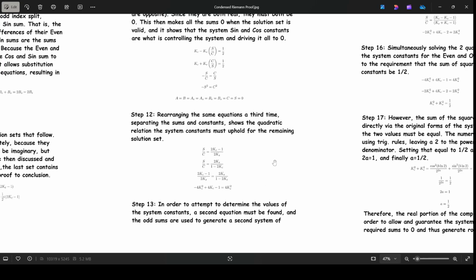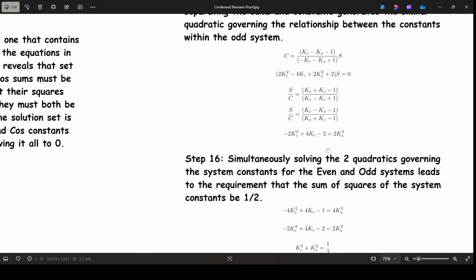We have one quadratic, which represents what has to happen. This rule has to be followed between the system constants for the even system to make sense. And this rule here on this quadratic has to be followed for the odd system to make sense. But we need both those systems to make sense simultaneously. So we need both of these rules to be followed, both quadratics. So we're going to attempt to solve them simultaneously.